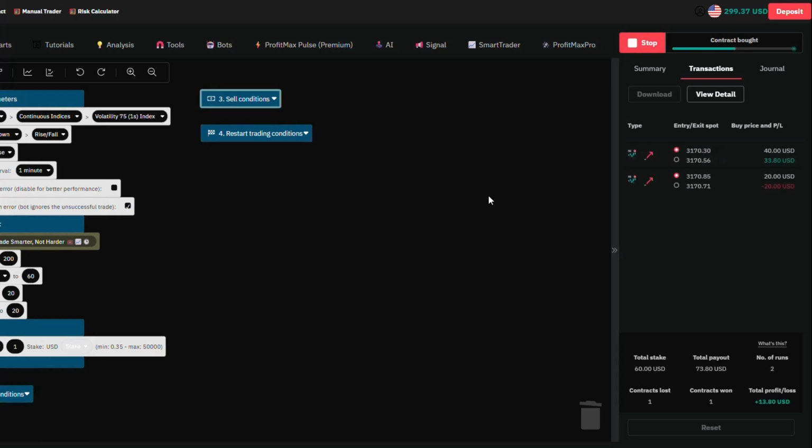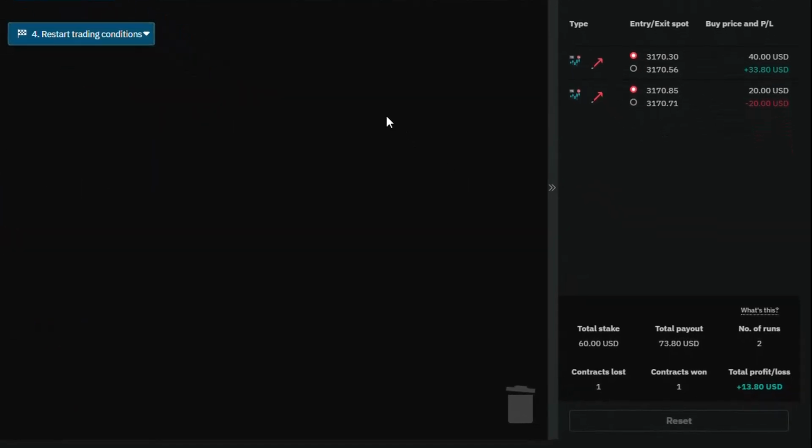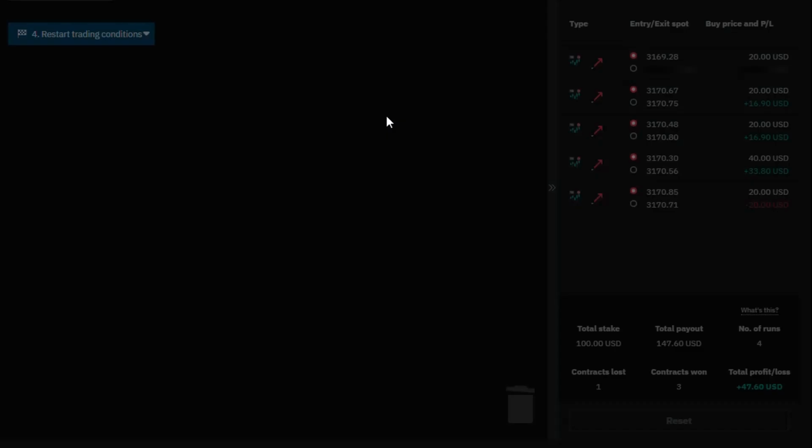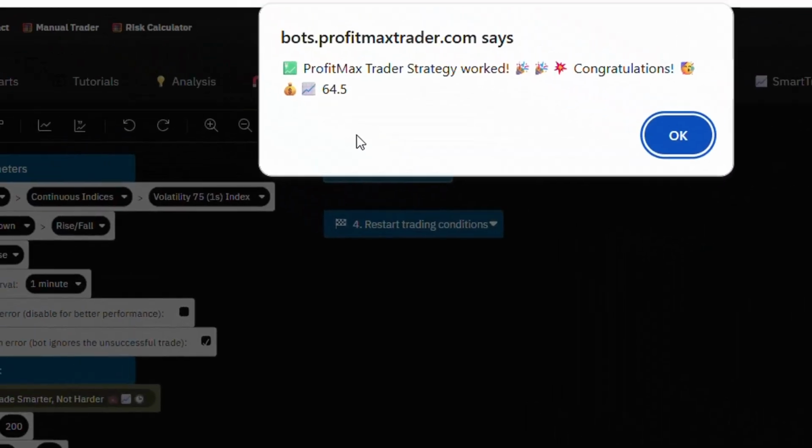Excuse me. You can see we've recovered on our second stake. Third stake is a win again. Fourth is a win, $47 in profit. And boom, we've hit our take profit with $64.5.